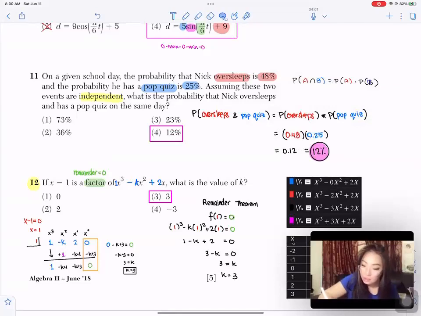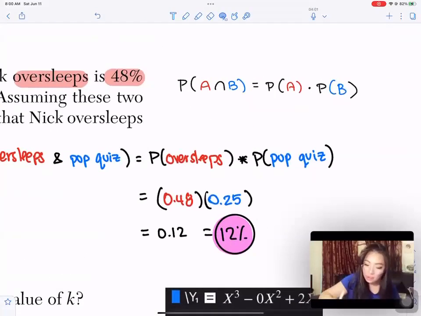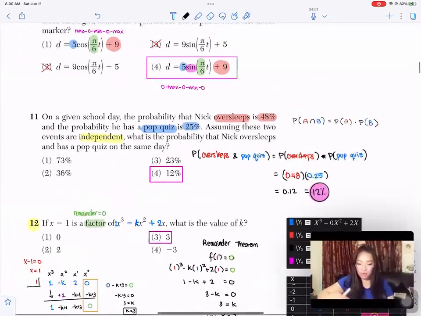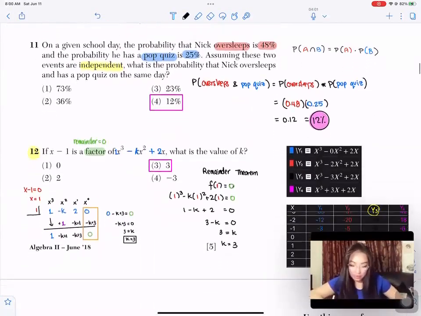It takes a while to color code things. And I'm also going to erase this for a little bit. Okay. So, all right. So you just multiply it and you get 12%.